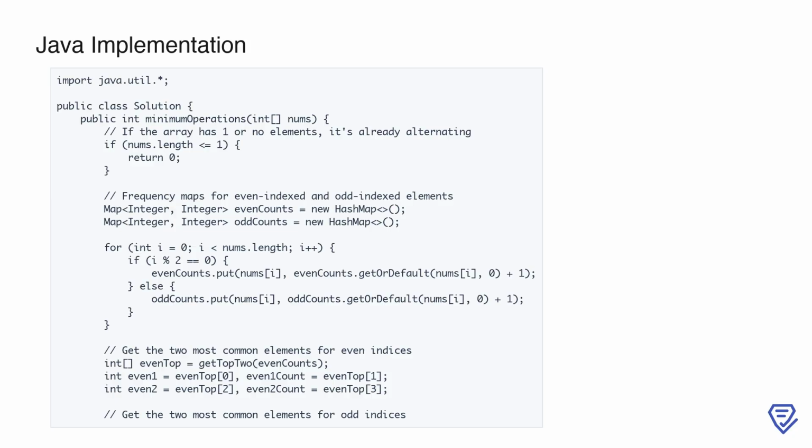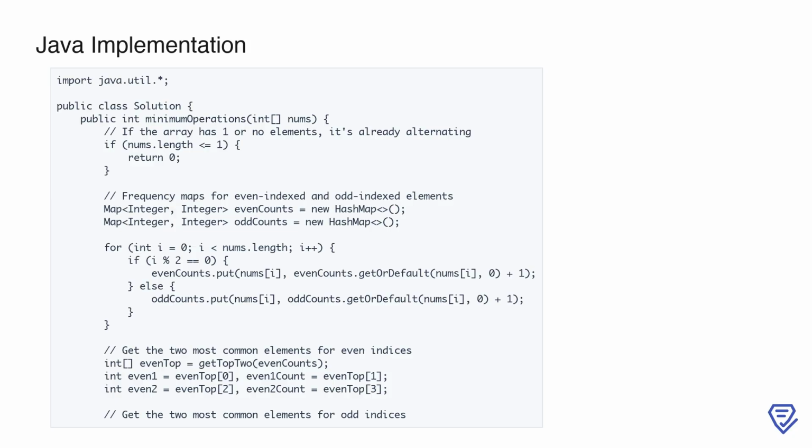Next, we initialize two frequency maps, even counts and odd counts, to track the occurrences of numbers at even and odd indices respectively. As we iterate through the array, we populate these maps by incrementing the count for each number based on whether its index is even or odd. This separation of counts allows us to analyze the frequency of numbers in the two groups independently.